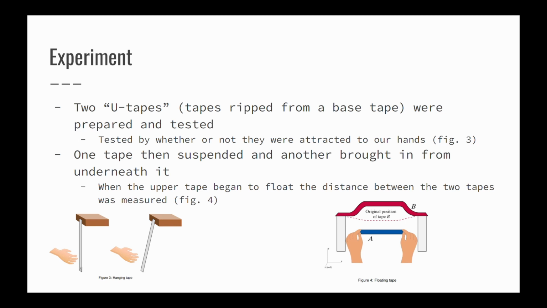When we actually look at the experiment, we created two upper tapes by ripping them off of a base tape to give them a surplus pool of electrons. These were tested by putting our hand near them and making sure that they attracted, and the actual experiment was conducted by raising one negative tape up towards the bottom of another, allowing them to repel each other and push the tape upwards. The distance between these two tape strips when the top one started to float was recorded, and that was one of the measurements that we used to calculate the actual charge of the tape strips.